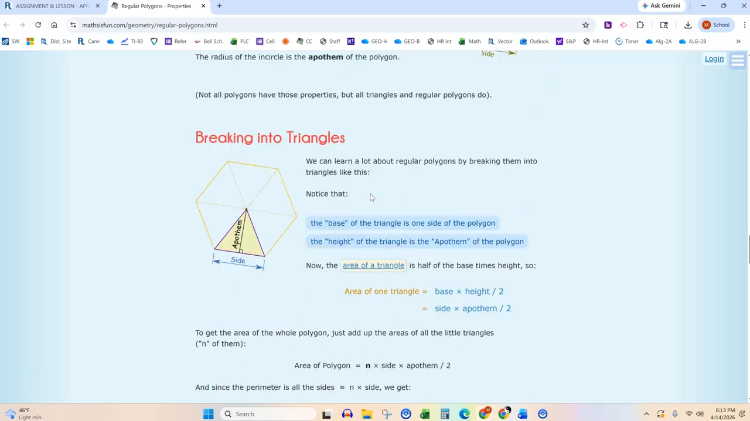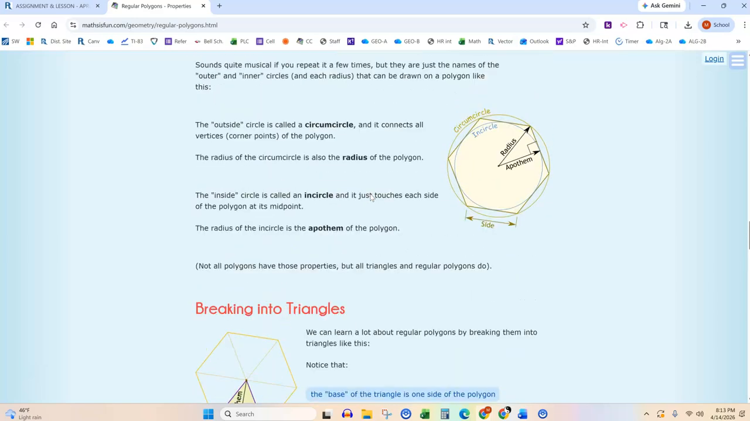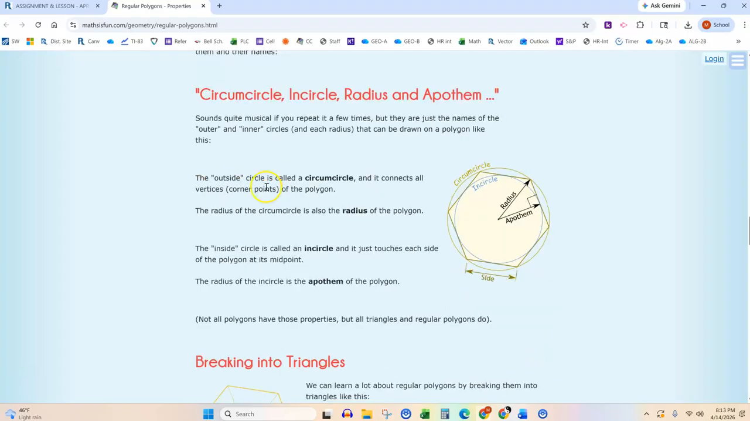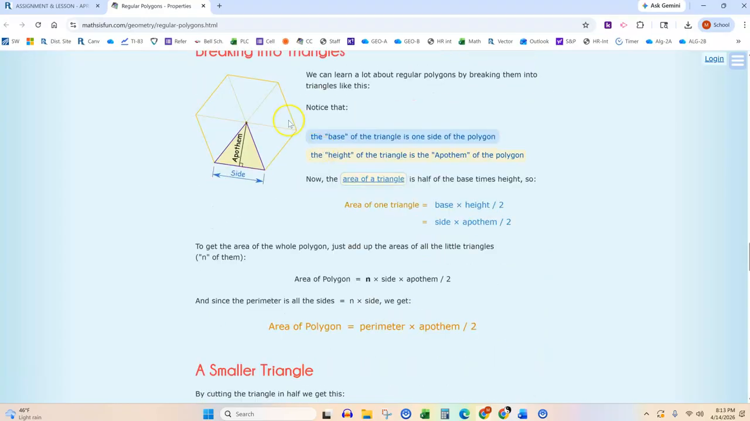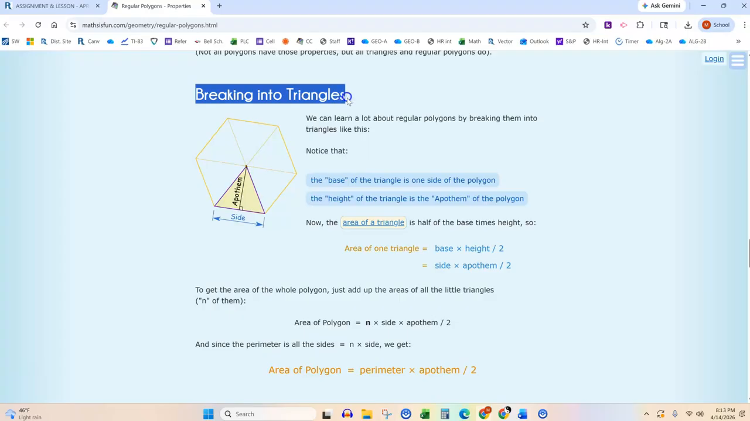Okay, so this is what we're going to go down to. I want you to go right here, breaking into triangles. So what we're going to do today to find the area of regular polygons that have 5 or more sides is break them into triangles, okay? And then once we do, we're going to look for this right here. This is called an apothem. It's a line from the middle of the side to the center of the polygon, okay?